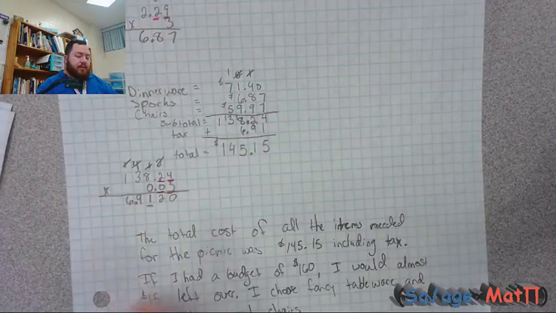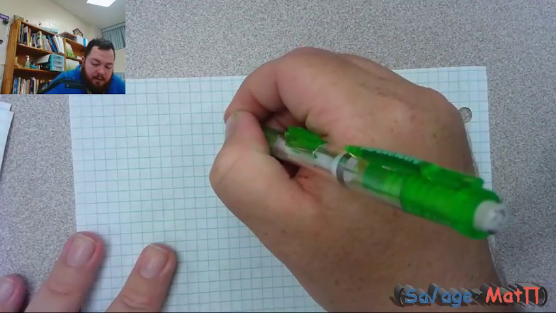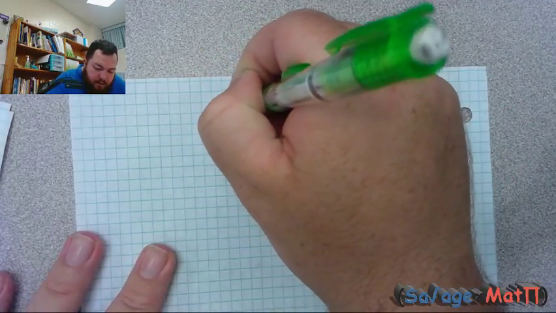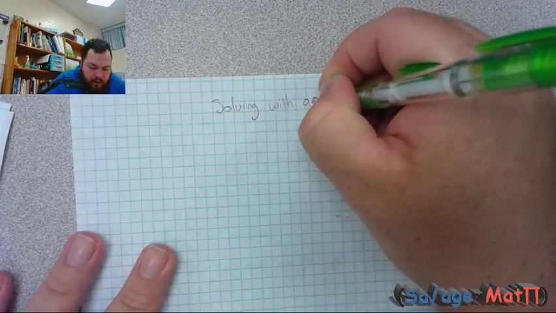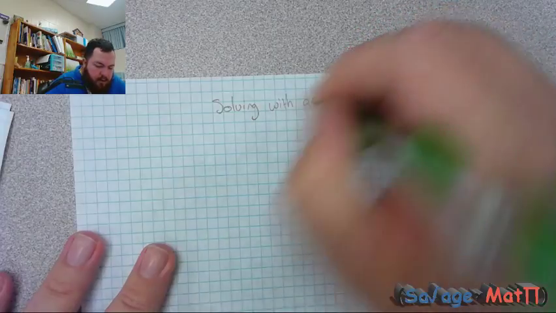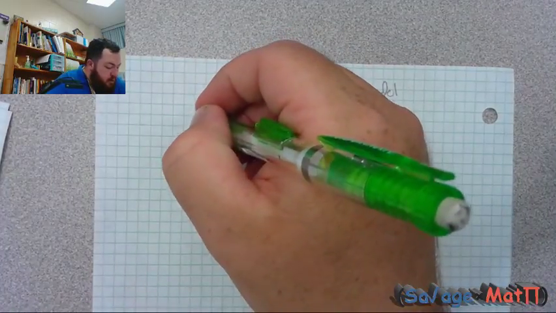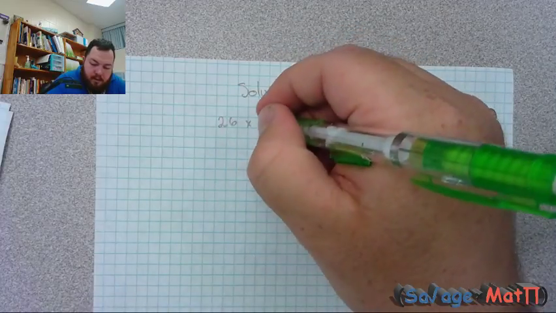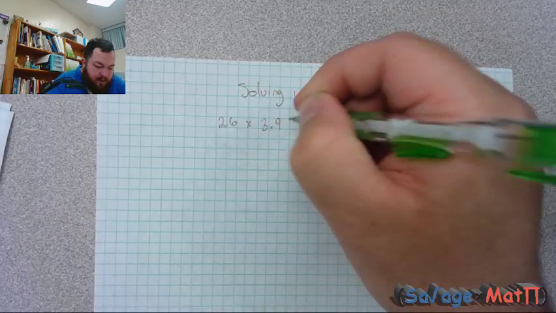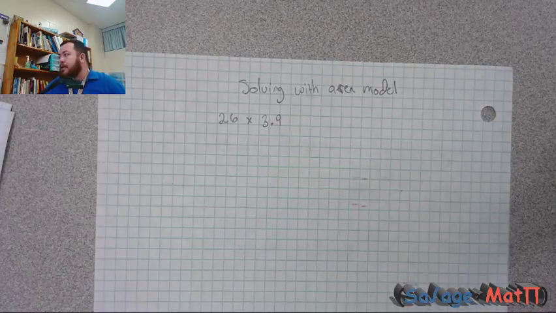The other example I want to give you is a quick example so we can do an area model. The problem I'm going to give you is solving with an area model: 2 6/10 multiplied by 3 9/10.